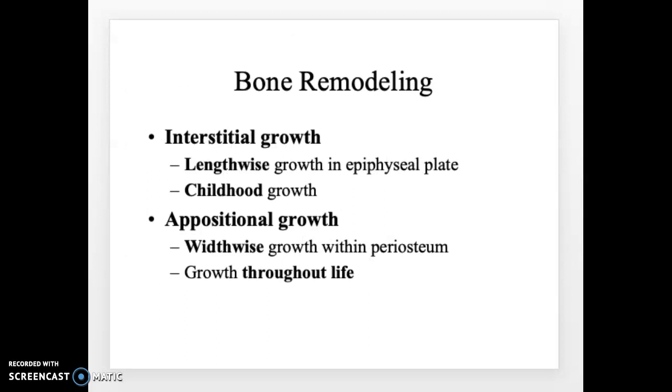So two different types of growth. There's interstitial growth, which is the lengthwise growth that you see in kids. Appositional growth is the widthwise growth, and this is happening just on the outside, and this is the growth that you can have throughout your whole life.